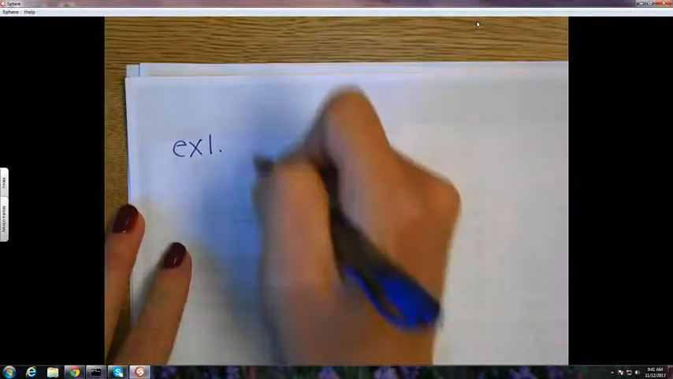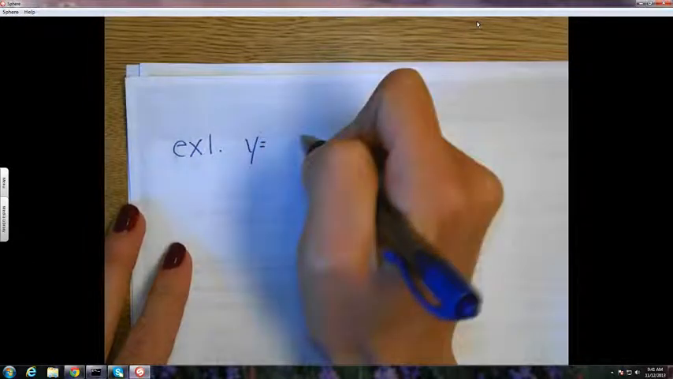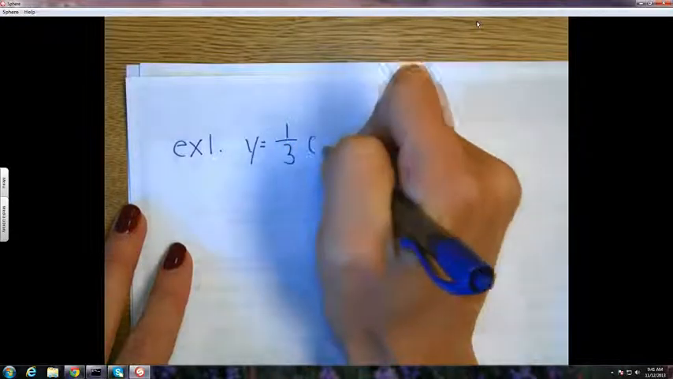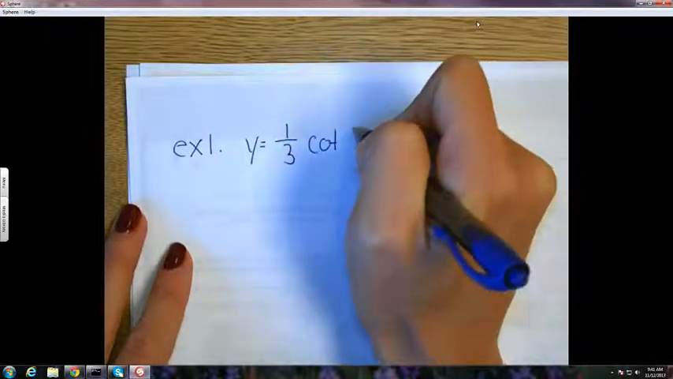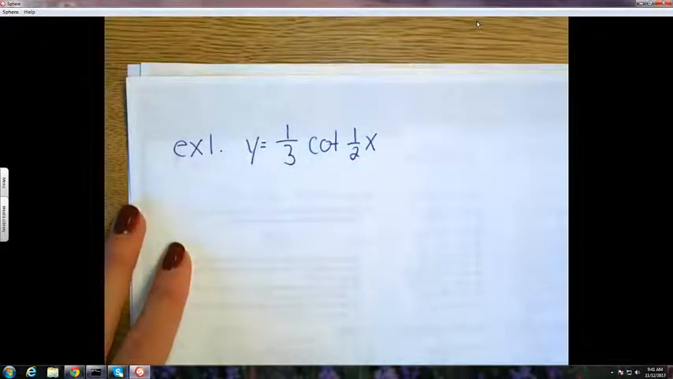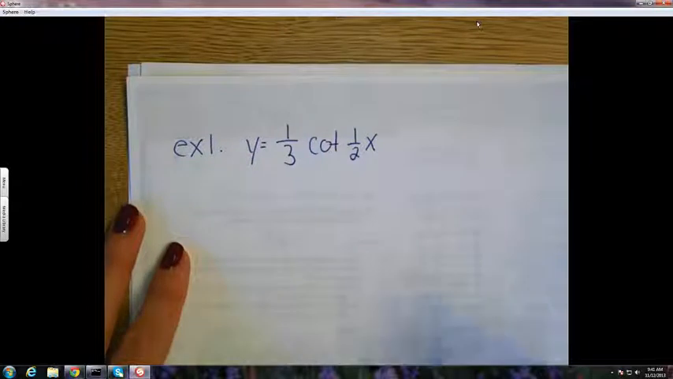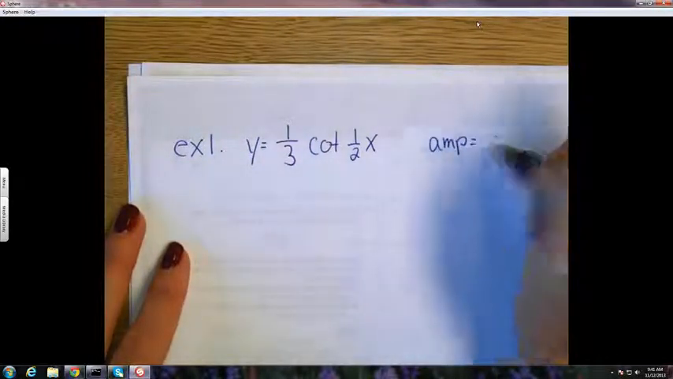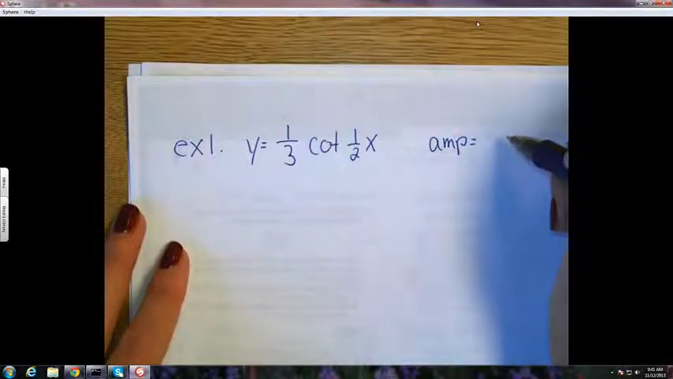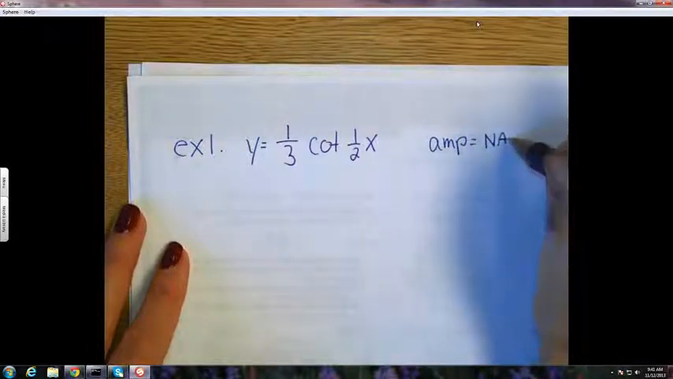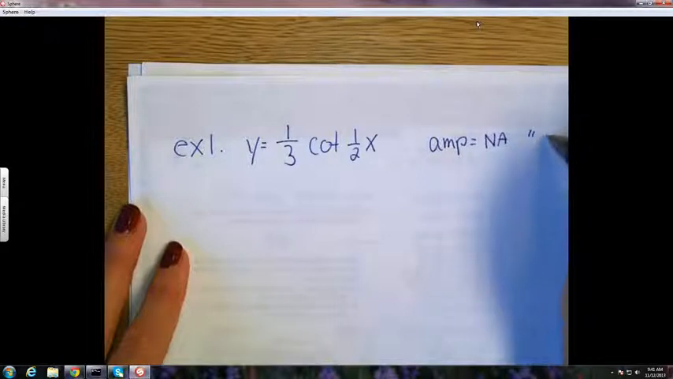So let's go y equals 1/3 cotangent 1/2 x. Amplitude is the measurable distance from the axis to the max or the axis to the min. What number is going to show up in our table? The 1/3.